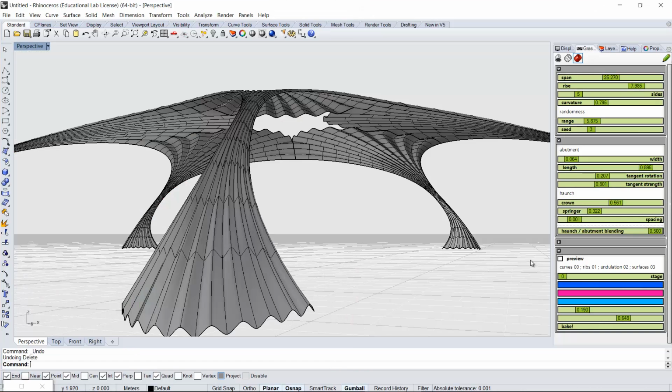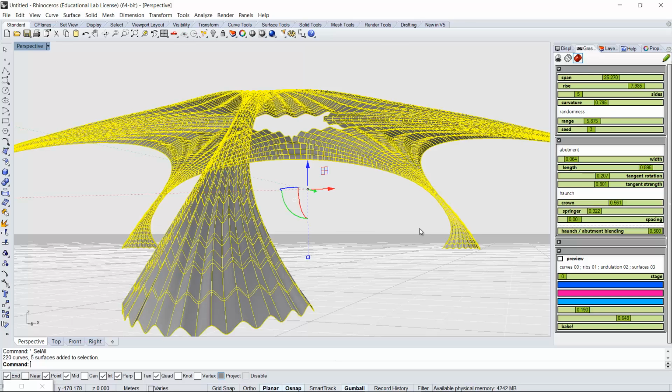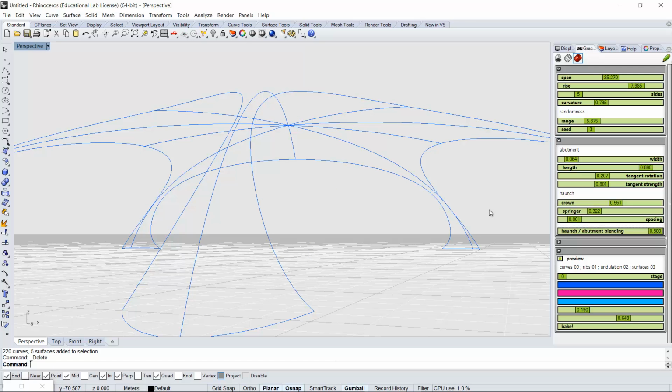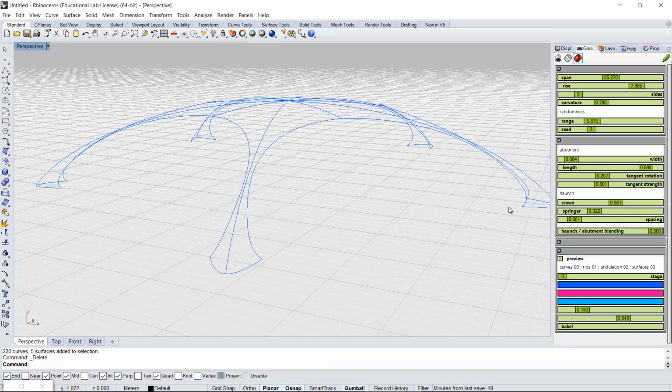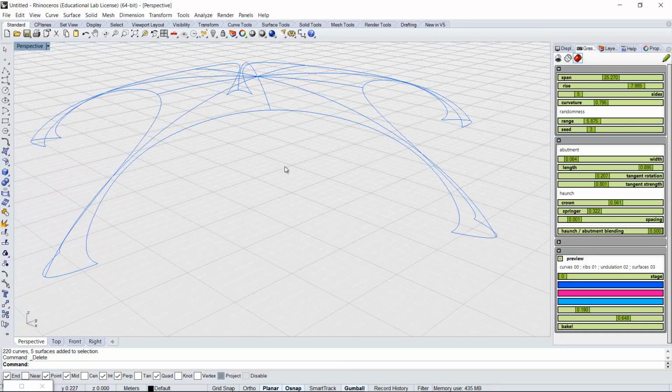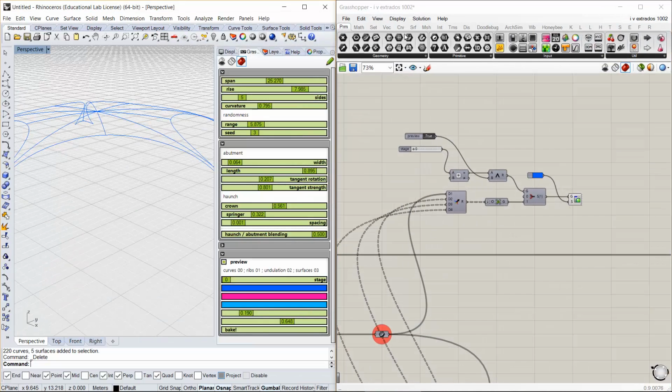Well, the definition still has the main basic parameters controlling the span, the rise, and the number of sides and the main curvature of the overall form, as well as two parameters controlling the range and the seed of the random values assigned to the spans of the different parts of the vault. There are a couple of parameters concerned mainly with this outline curve. To better understand these parameters, we'll take a look at how this curve is constructed.